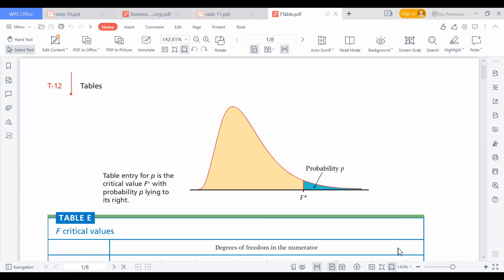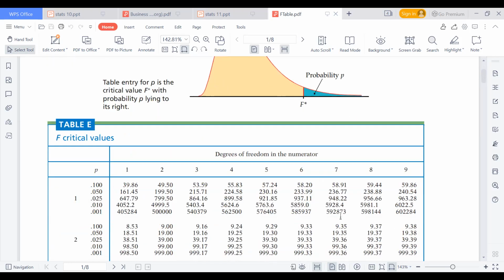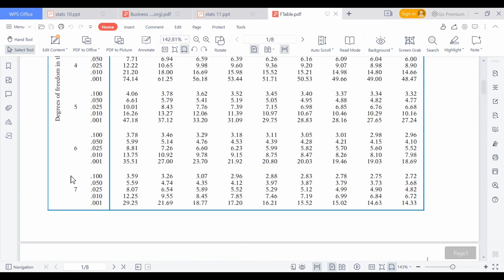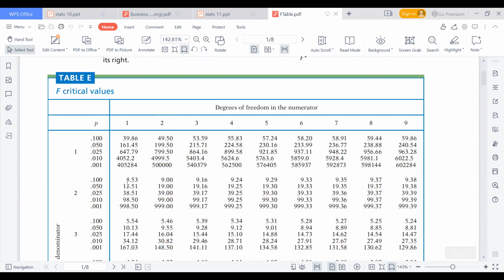But then if you want to read the critical F value, you need to know the number of degrees of freedom in the numerator and the number of degrees of freedom in the denominator, all right? So the figures here, 1, 2, 3, 4, 5, 6, 7, 8, 9, they are the number of degrees of freedom in the numerator. Then the figures here, 1, 2, 3, 4, 5, 6, 7, they are the number of degrees of freedom in the denominator, okay?